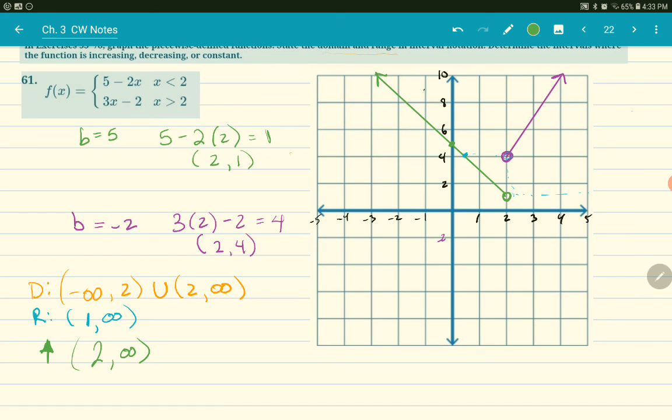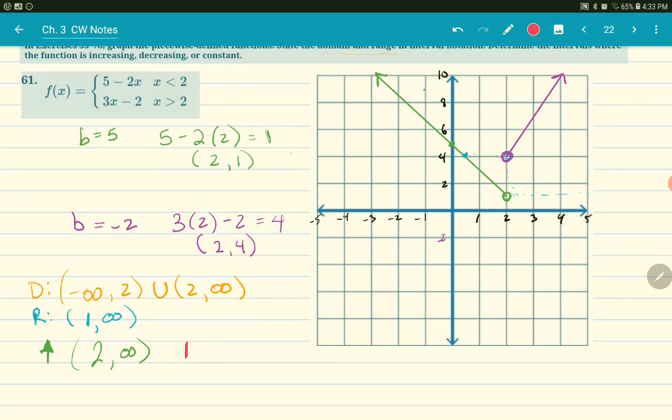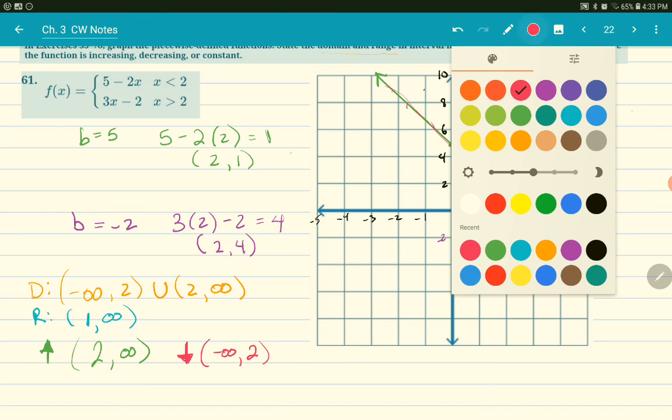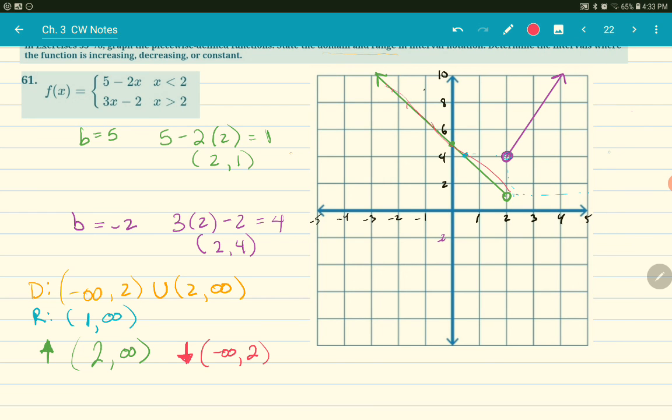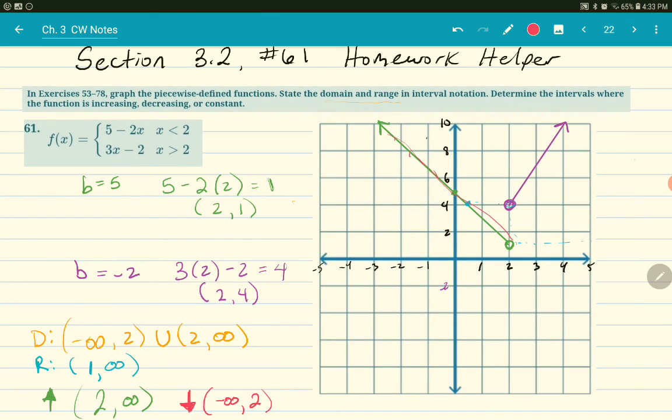And the decreasing is everything on the green line. So that's like when you're walking along the green line, you're walking downhill, so that means it's decreasing. So that's negative infinity all the way up to that open hole at 2. Right, this is the decreasing line. And a constant, there's no constant. There's no horizontal line, so there's no constant. All right, so that looks like everything.